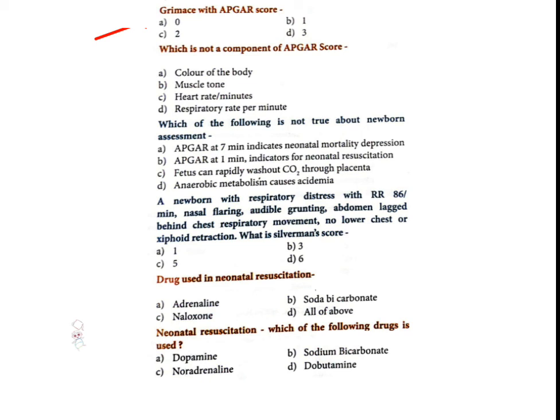Next question. Which is not a component of Apgar score? A. Color of the body. B. Muscle tone. C. Heart rate per minute. D. Respiratory rate per minute. Correct option is D.